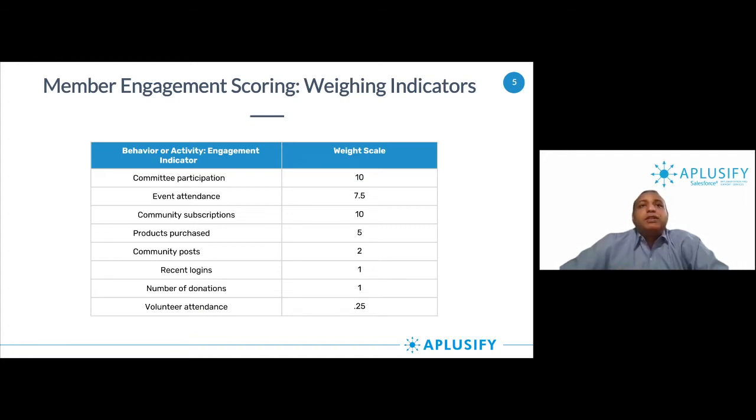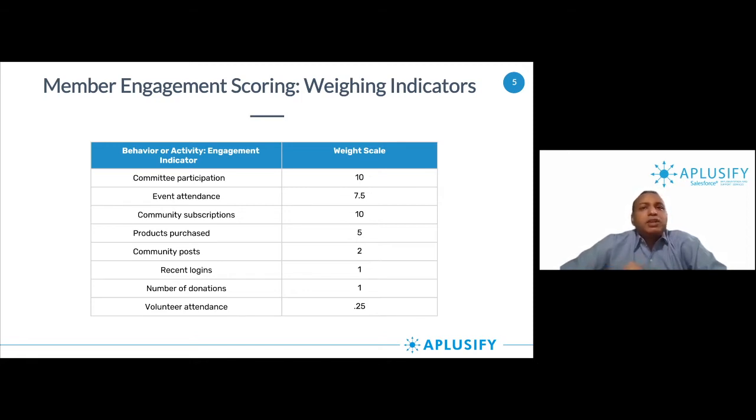So if you can see, we have committee participation for which weightage is 10, right? It means that if one of your members becomes a part of your committee, you assign him a weight of 10 or give him a score of 10, right? Similarly, for every event attended, you give him a weightage of 7.5. For every subscription on a community, you give him a point score of 10.